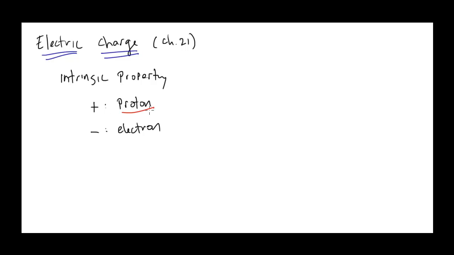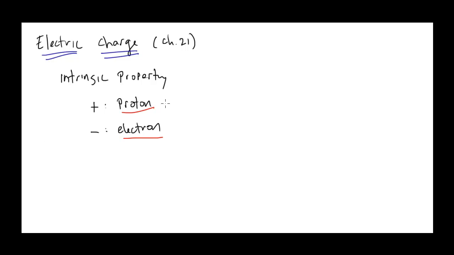When I say that these are intrinsic properties, what I mean is it's not as though you could take the positive charge off of a proton. Part of the definition of a proton is that it is positively charged. It is intrinsic to the nature of a proton. By virtue of being a proton, it is positively charged. Similarly, an electron must be negatively charged. It's part of the definition of what an electron is. So that's what I mean by intrinsic properties.